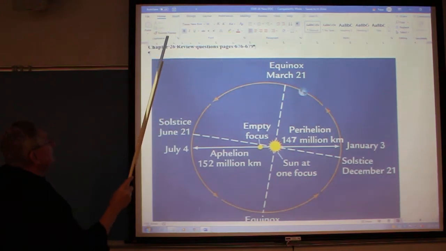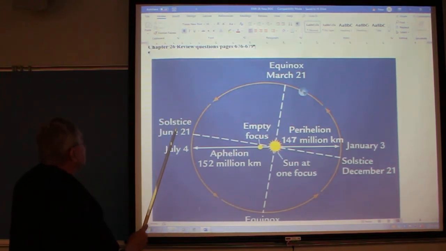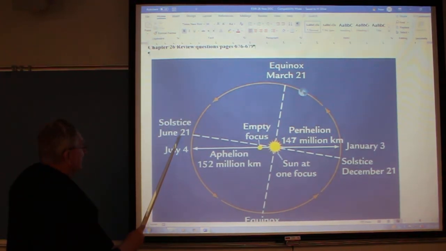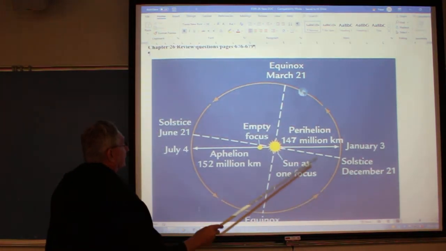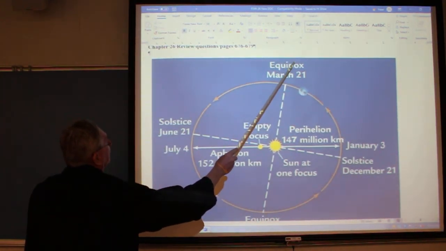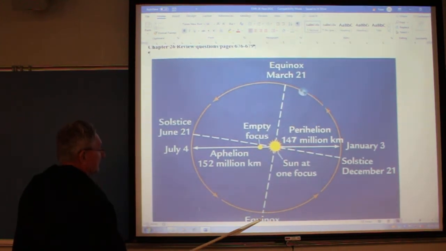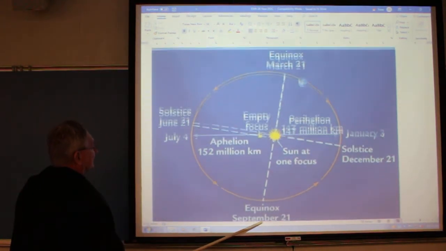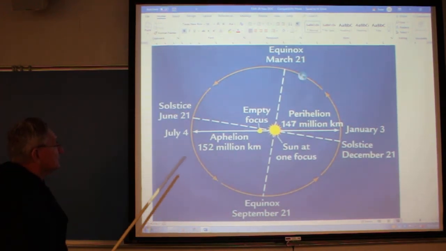There we go. Now here is the wonderful picture I have in my notes for you. So here you have the summer solstice, June 21st, and the winter solstice, December 21st. You have the spring equinox, March 21st, and the autumnal equinox, September 21st. So here is the picture.